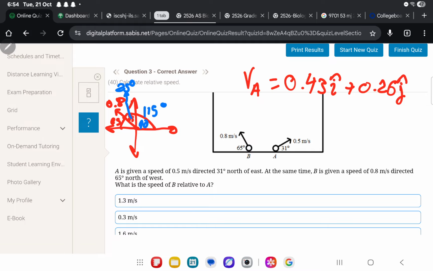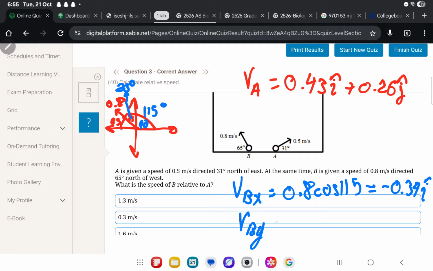All right, so what you're going to do now is write V of Bx is equal to 0.8 cosine 115, which gives you negative 0.34, negative 0.34 i, right? And V of By is equal to 0.8 sine 115, which is 0.72 j. All right, now we're going to subtract these two from each other.